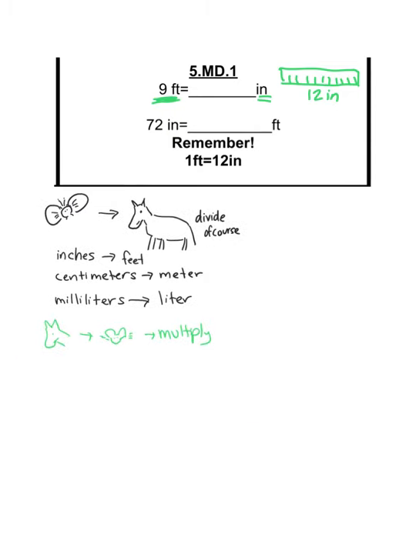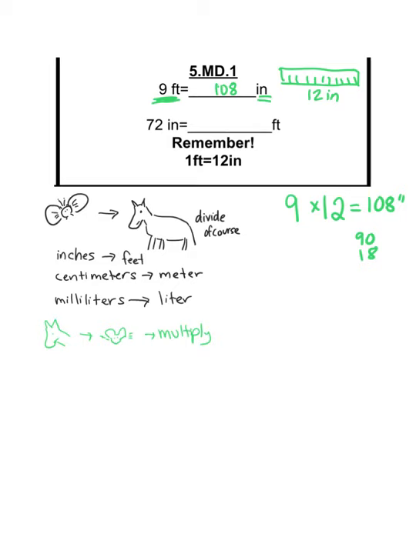Okay. I'm going to take my 9 feet, multiply it by 12 inches in each foot. Now 9 times 10 gives me 90, and 9 times 2 is 18. So that tells me that 9 times 12 is 108 inches. Okay, so that was how to multiply.